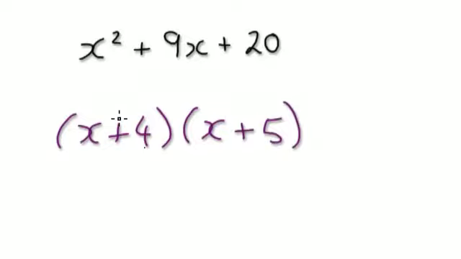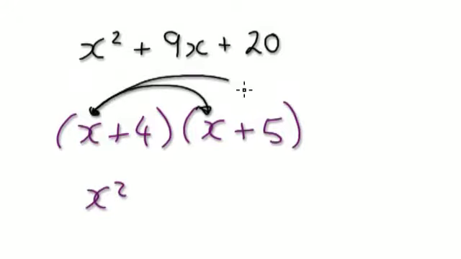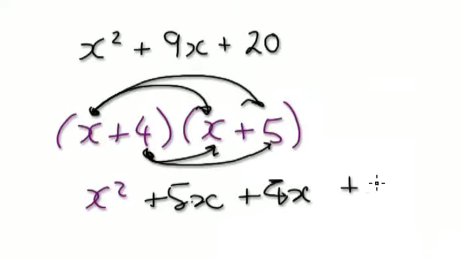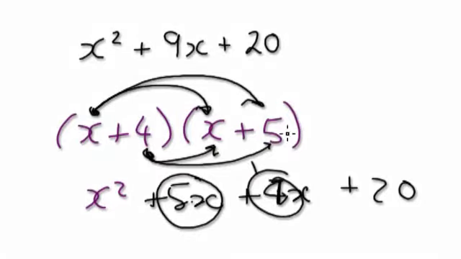This actually is your answer, because this times this would be x squared, and then this times this here will be plus 5x. Then this times this here would be plus 4x, and then 4 times 5 will give you plus 20. So 5x plus 4x will give you 9x. So you see this here would be your answer.